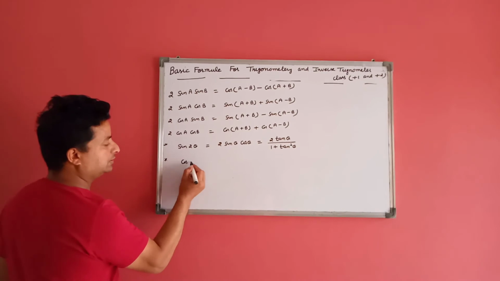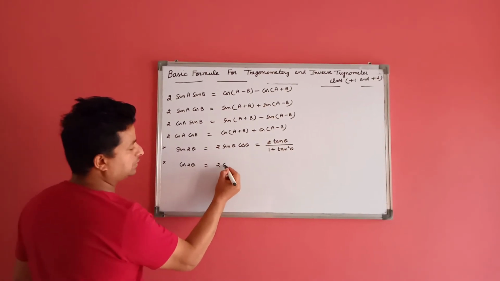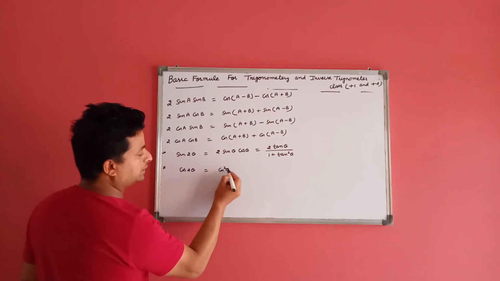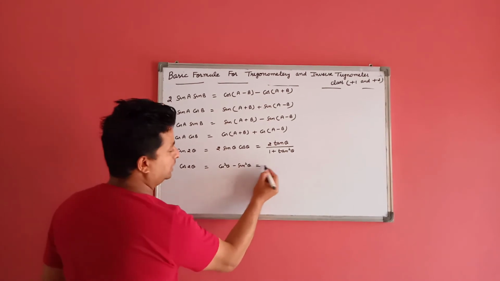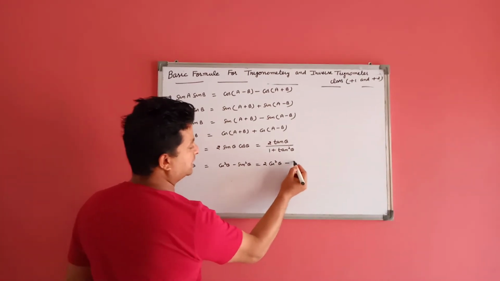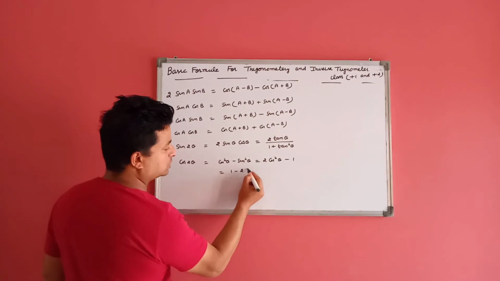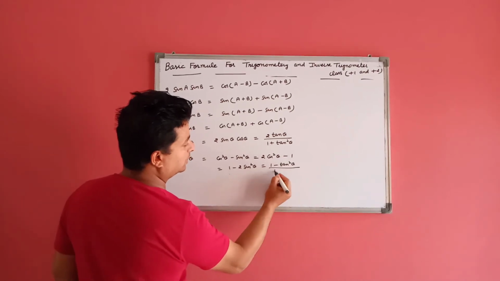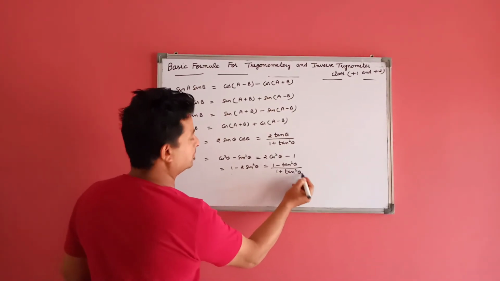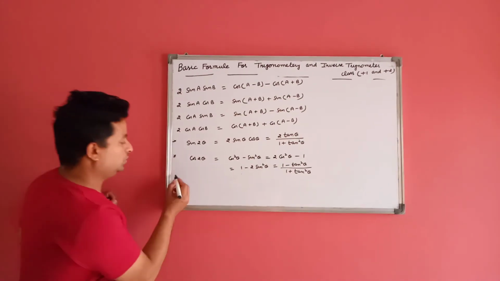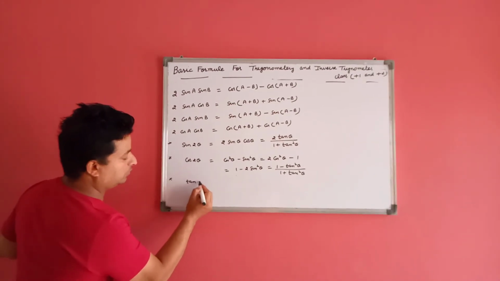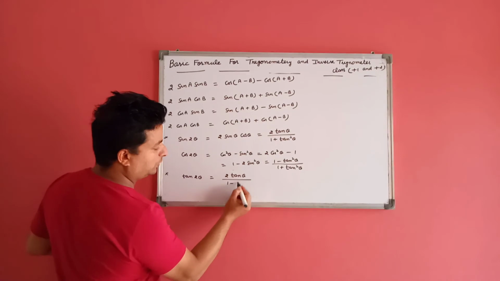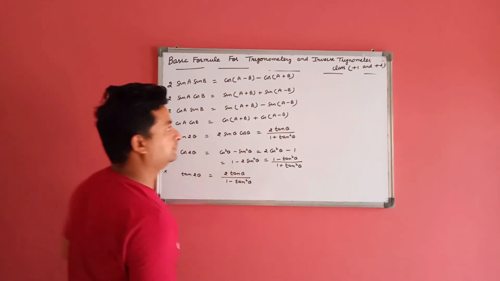The next one is cos 2 theta, which is equal to cos square theta minus sin square theta, equal to 2 cos square theta minus 1, equal to 1 minus 2 sin square theta, equal to (1 minus tan square theta) over (1 plus tan square theta). These are the formulas for cos 2 theta. And again the formula is tan 2 theta, which equals 2 tan theta over 1 minus tan square theta.